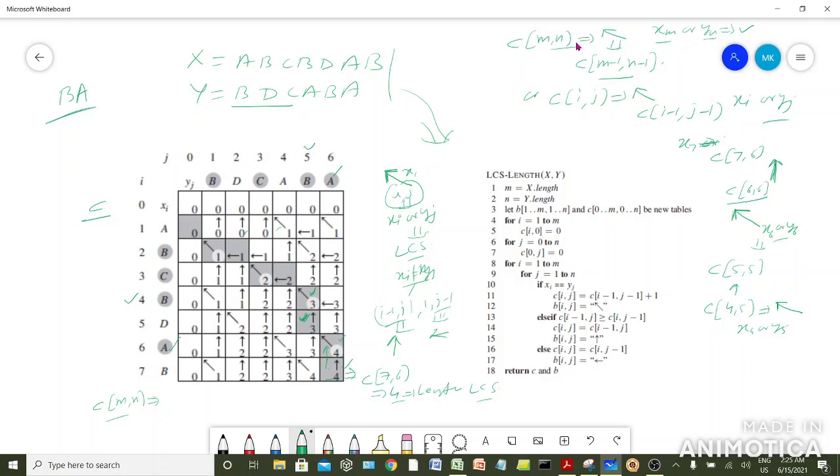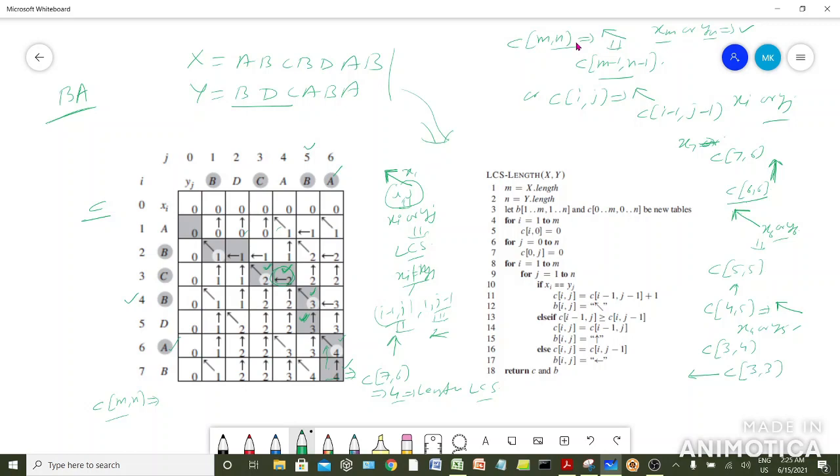Now if this is the case, then we need to move to C of i minus 1, j minus 1. It means C of 3 and 4 we are going to move. So we made a move and reached here. Now look at this entry. It contains a horizontal arrow. If it is a horizontal arrow, it means it was not included. If it was not included and a horizontal arrow was there, then we need to consult entry 3 and 3 next. So it moved to 3 and 3.